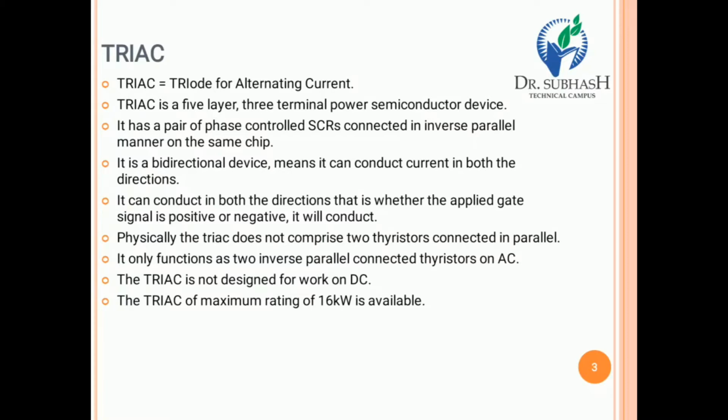So we all know what a unidirectional device is and what a bidirectional device is. In a unidirectional device, current can flow by either electrons or holes. But in a bidirectional device, the current can flow by both holes as well as electrons. So triac is a bidirectional device, right? It can conduct in both directions, whether the applied gate signal is positive or negative, it will conduct. That is the major advantage of the triac.